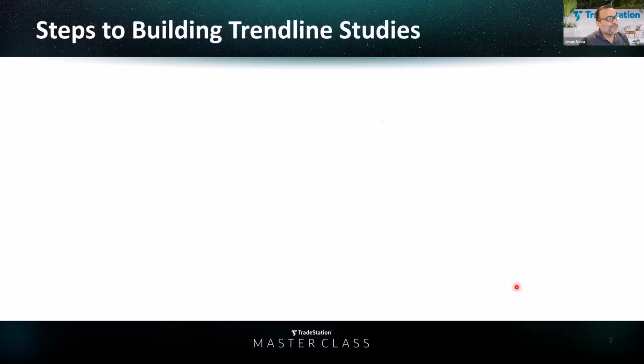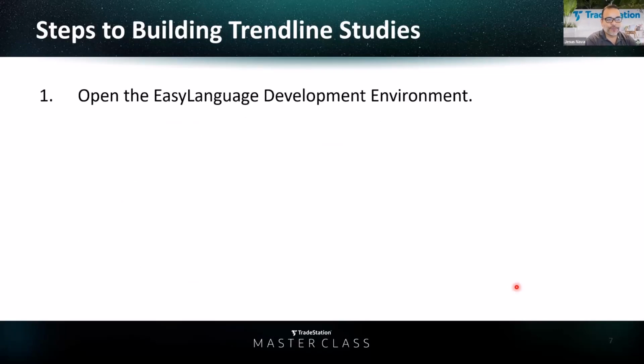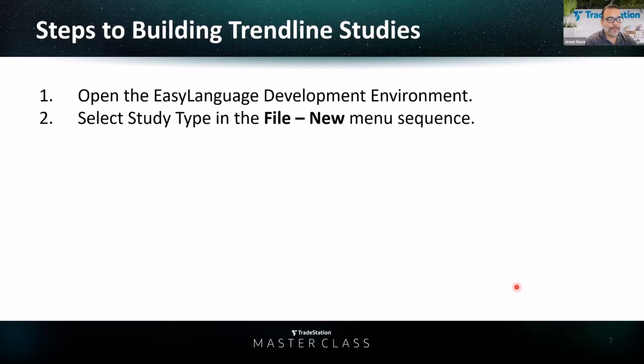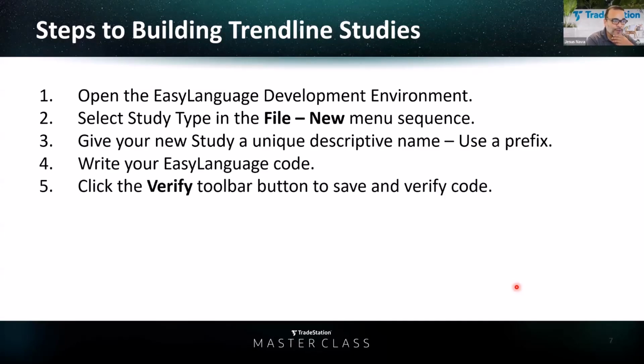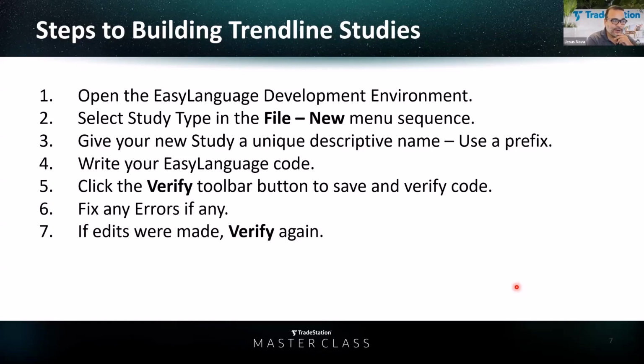And the very last slide, also available in your PDF, is how you can build that trend line study. First of all, we're going to open up the EasyLanguage development environment. We're going to open up the study, File, New menu sequence. We're going to select an indicator in this example, although at the very beginning we said that trend lines can also be programmatically drawn using a strategy. We're going to write the EasyLanguage code, verify using the toolbar button, and fix any errors if it finds any errors.